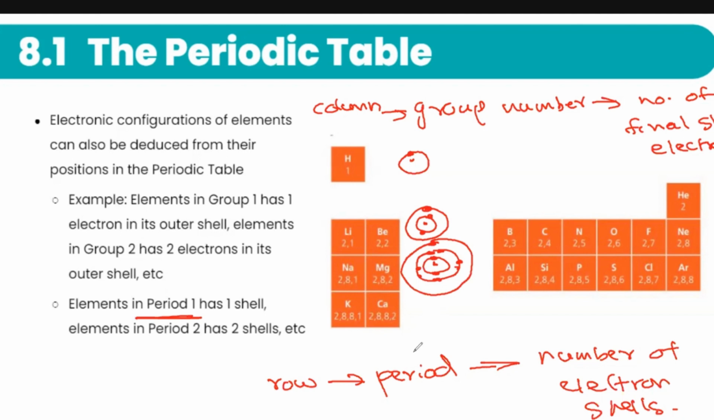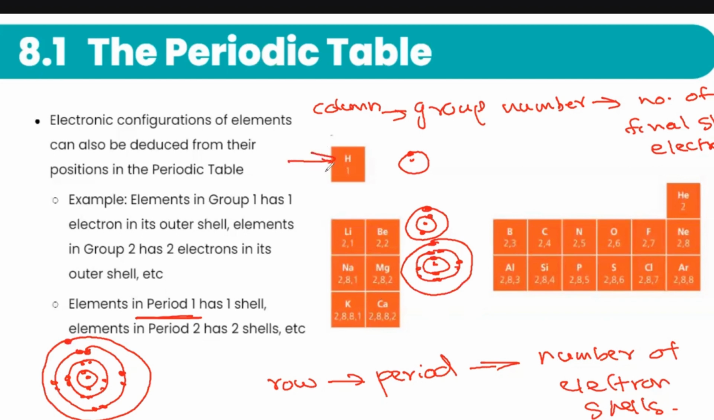And potassium has 19 electrons. Here, 2 in the first, 8 in the second, another 8 in the third. That one is also completely full. And the one final electron on the fourth energy level. So if you look at it, since it's group 1, all of them have 1 electron in their final energy shell. But there's another pattern you can see.